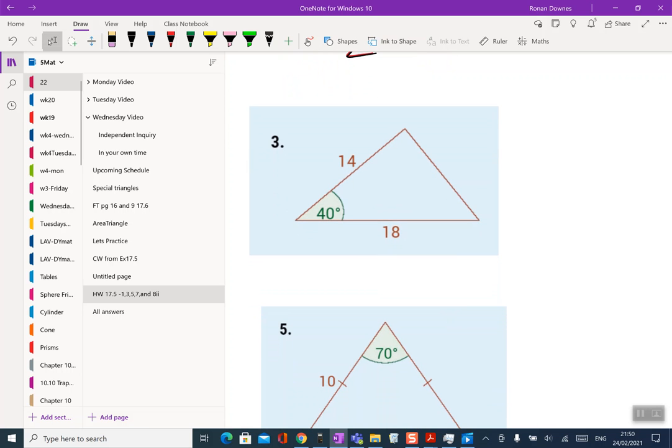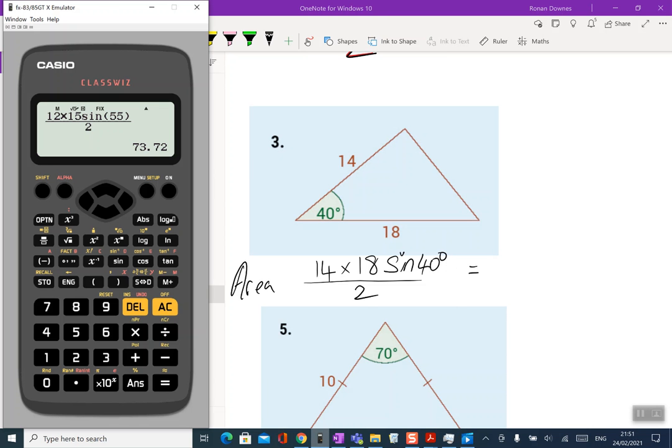So very similar problem here, and practice should make perfect. You simply multiply the 14 by the 18 by the sine of 40 over 2, and that's the area. So I'll clear. 14 times 18 times sine 40.